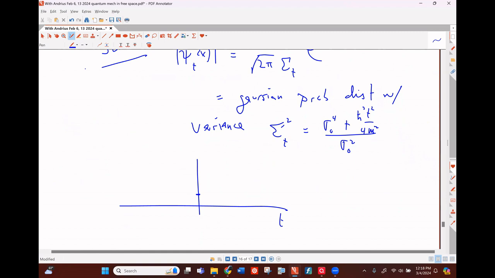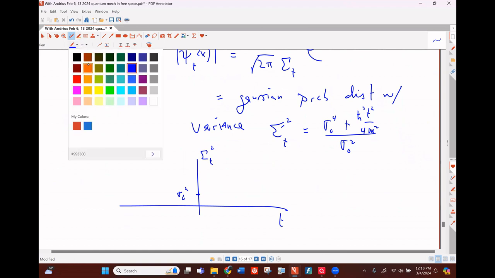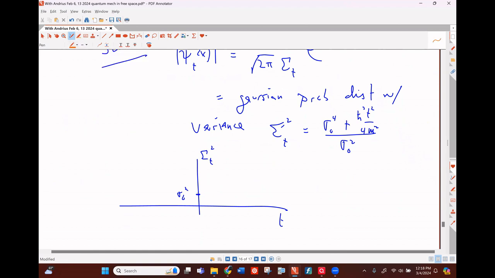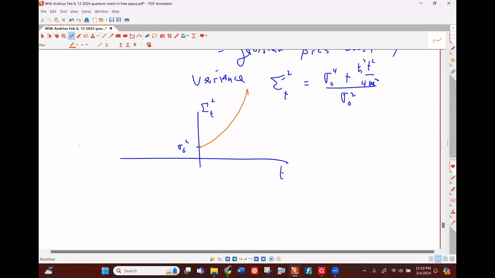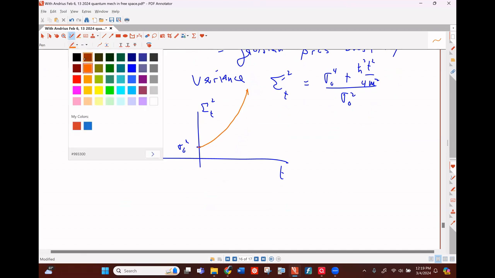So the variance squared starts out being sigma naught. If you graph this, you're going to end up starting here. It's going to be quadratic, and so it's going to go up with time. And that's the variance squared. And then the variance is going linear, like you said. It goes linearly with time. That's right.